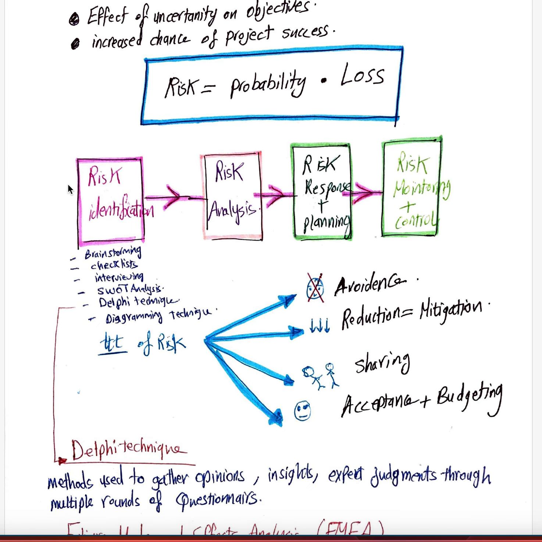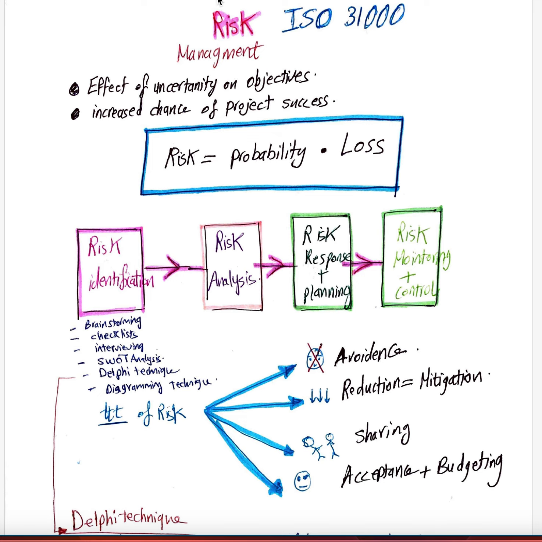First we start with risk identification, then risk analysis, then risk response and planning, then risk monitoring and control. This is the process of risk management. So first we identify what the risk is, the effect of uncertainty on the objectives. Risk management is important for the success of the project, because if there is a risk, what should we do? The first step is risk identification. We have to identify what the risk is here.